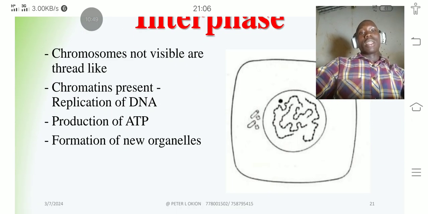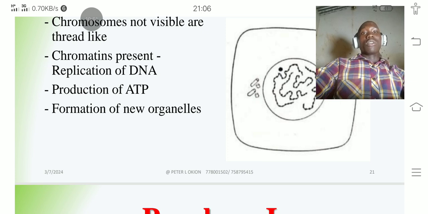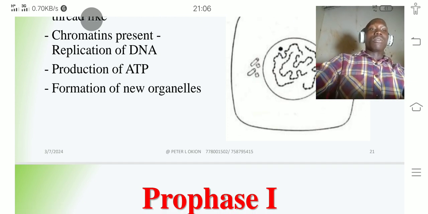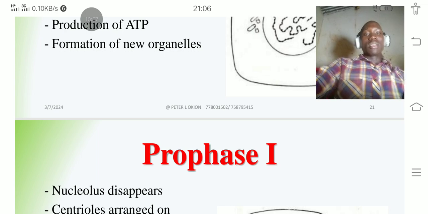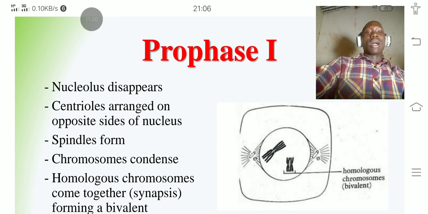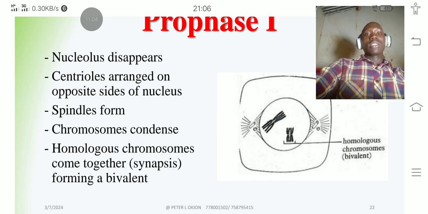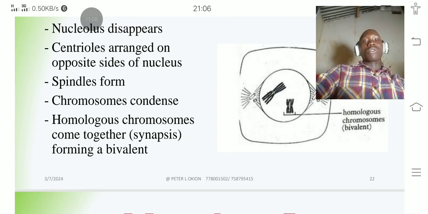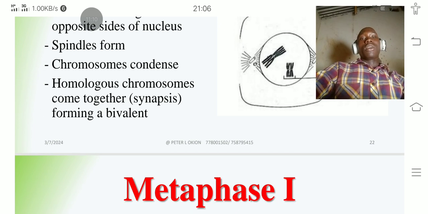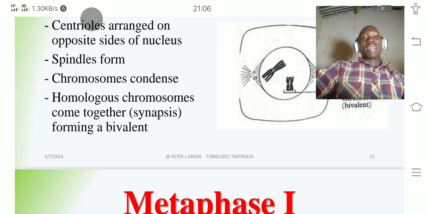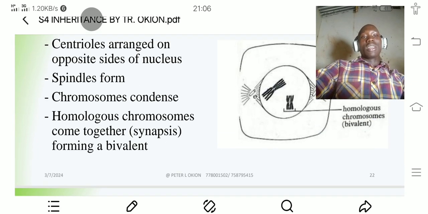In interphase, the chromosomes are still invisible as chromatin. We have DNA replication and production of ATP. In prophase 1, the nucleus disappears, centrioles arrange on opposite sides of the nucleus, spindles form, chromosomes condense, and homologous chromosomes come together by synapsis, forming a bivalent.